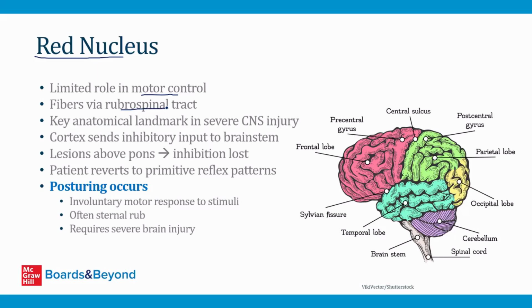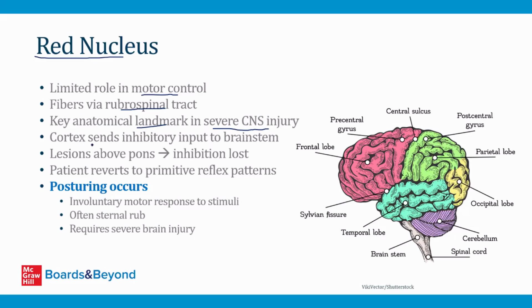But one of the most important things to know about the red nucleus is that it's a key landmark in patients with severe central nervous system injury. So when patients come into the trauma bay with a severe head injury and they're unconscious, you can tell whether their injury is above or below the red nucleus based on certain clinical findings called posturing. So let's talk about that now.